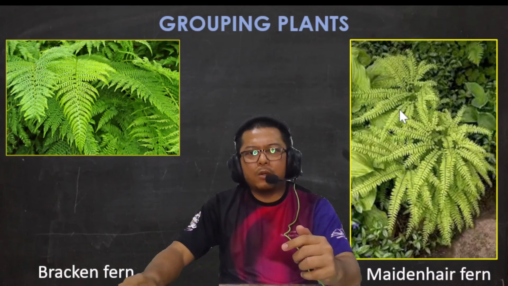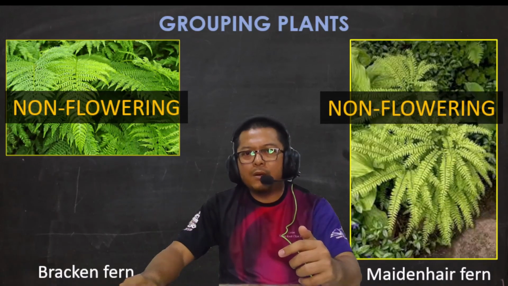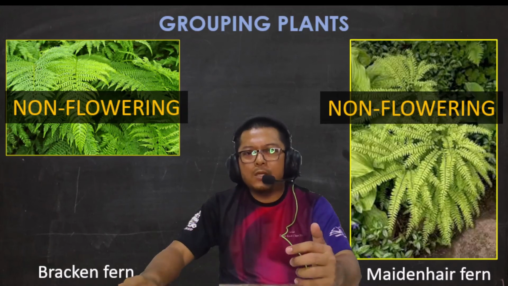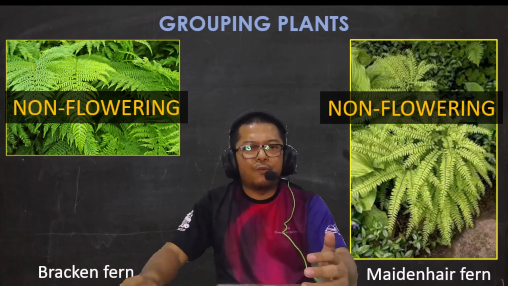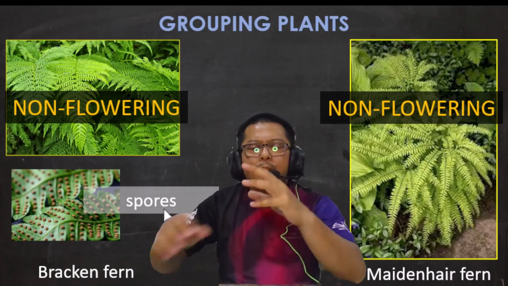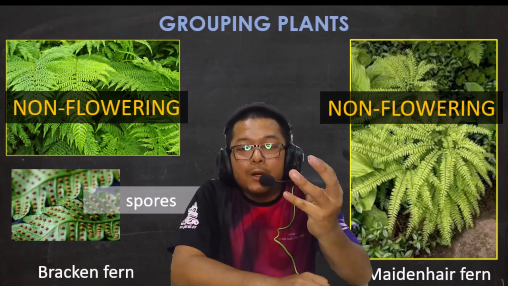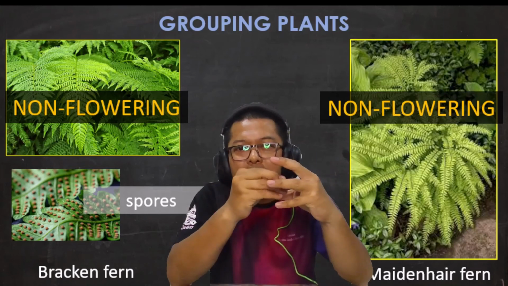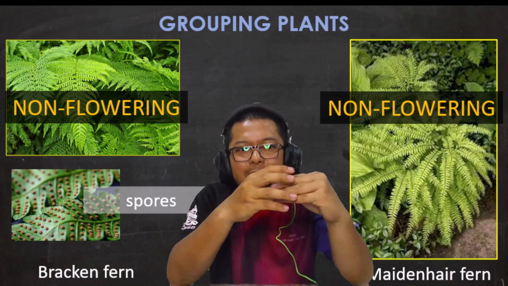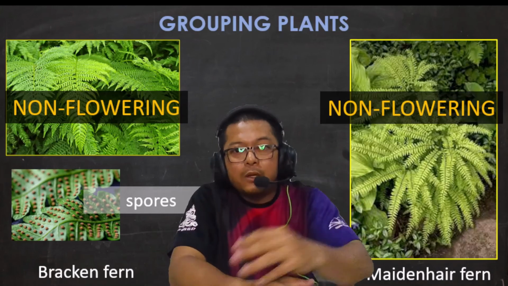Next picture, let's talk about both ferns, bracken fern and maidenhair fern. Both of these plants are non-flowering because they do not produce flowers. No flowers, no fruit. And they have what we call spores. Usually if it's a fruit, for example a mango, you will have a seed inside, a seed in the mango. So this seed, when we plant it, will grow into a new mango tree.